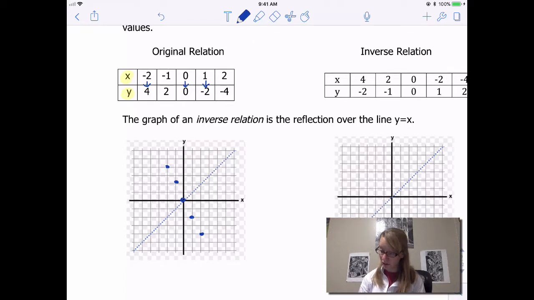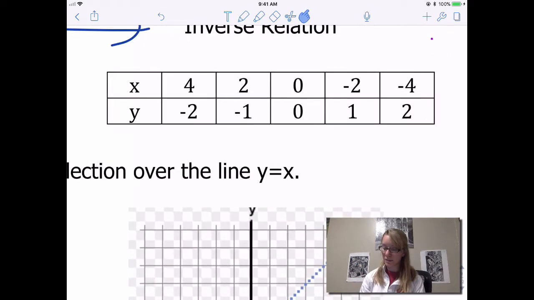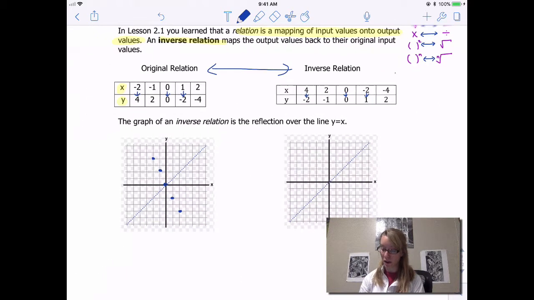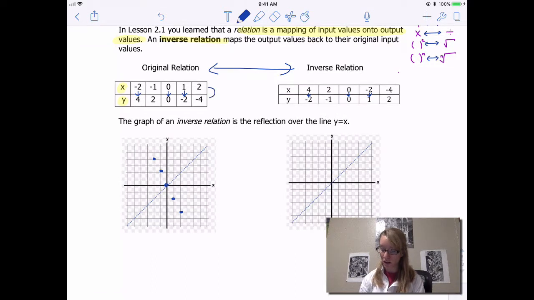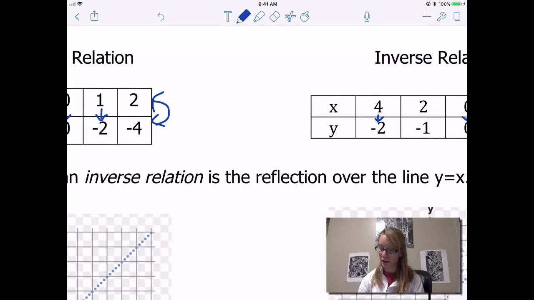But now for the inverse relation, I need to do the opposite, or go back to the original. So this time, instead of -2 going to 4, 4 is going to go back to -2. It's like going in the opposite direction. 1 is going to go back to -2 instead of -2 going to 1. 0 goes to 0, -1 goes to 2. But notice all we've done is take all of the x's and all of the y's and switch them. I want you to write that down. What we're doing for inverse relationships, and what we'll do all day, is switch x and y.